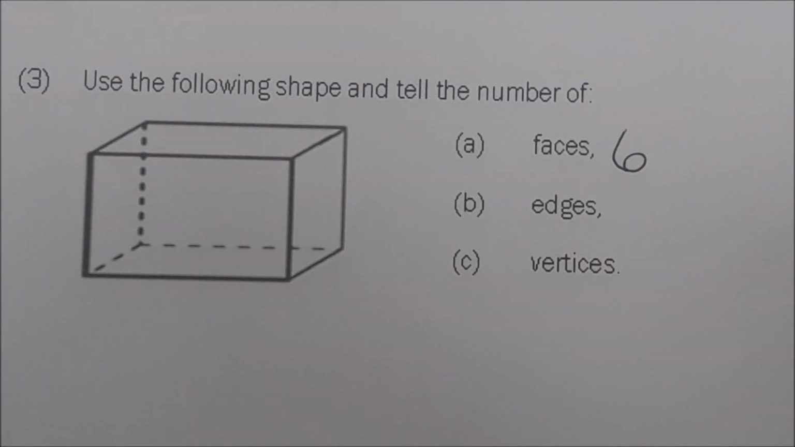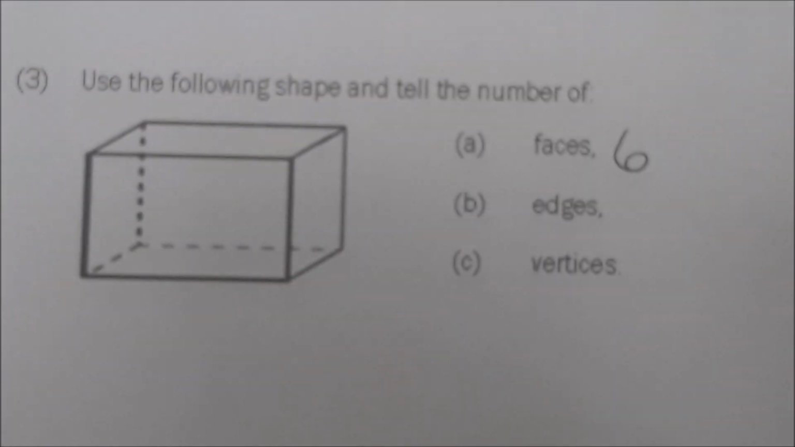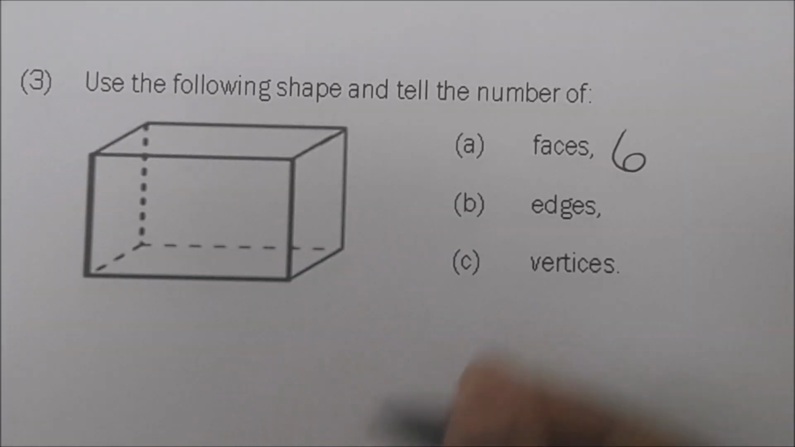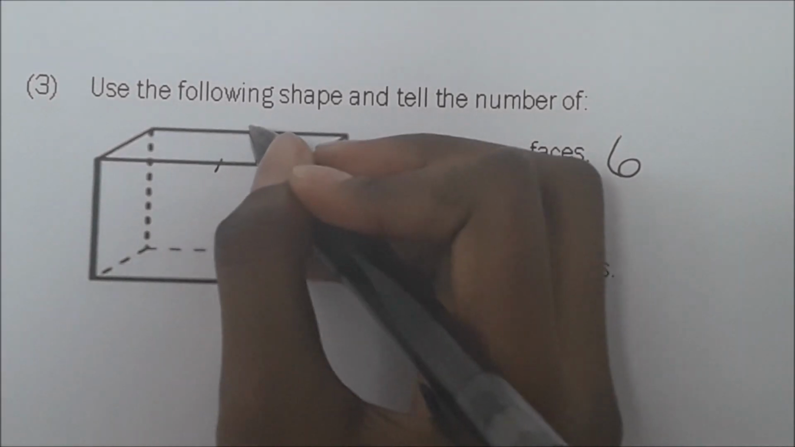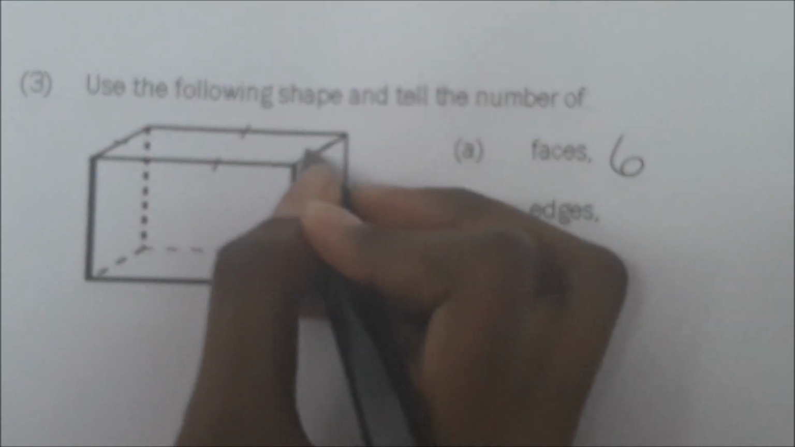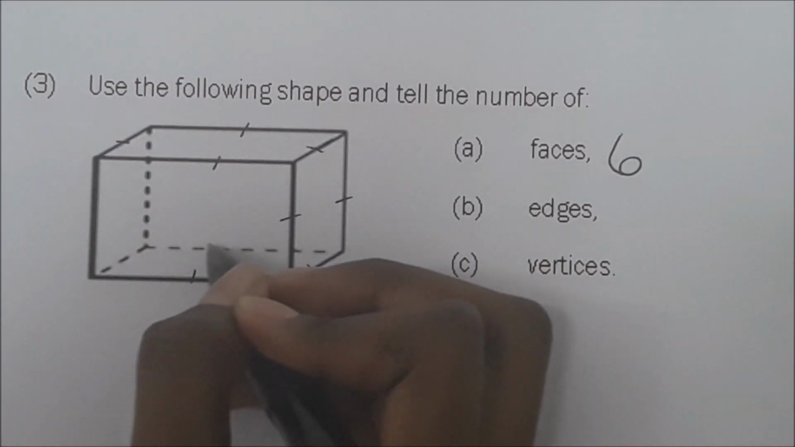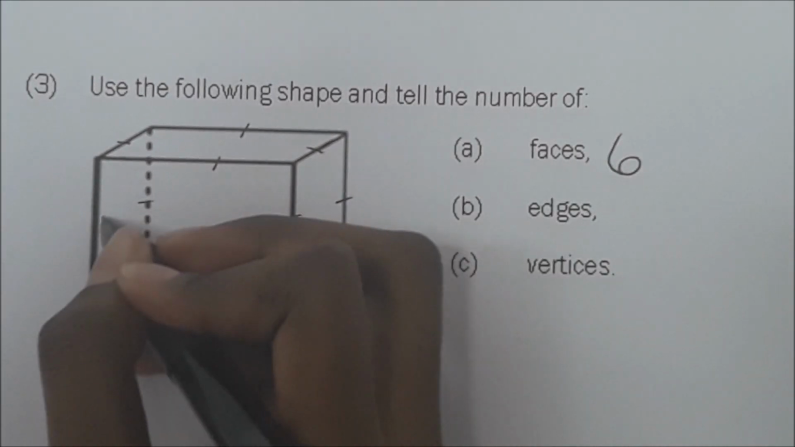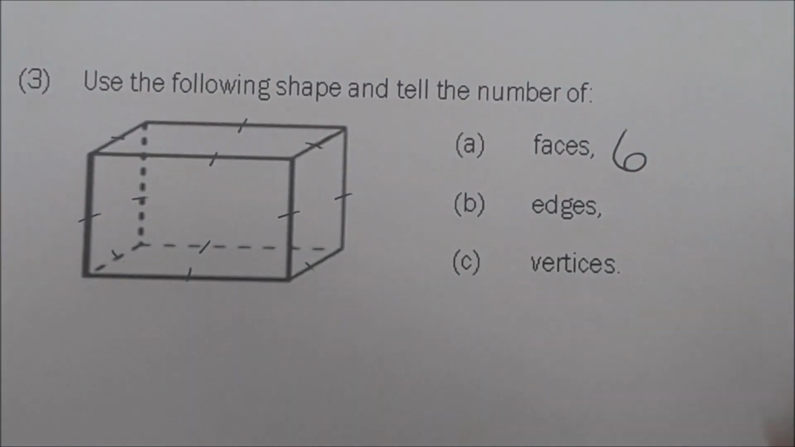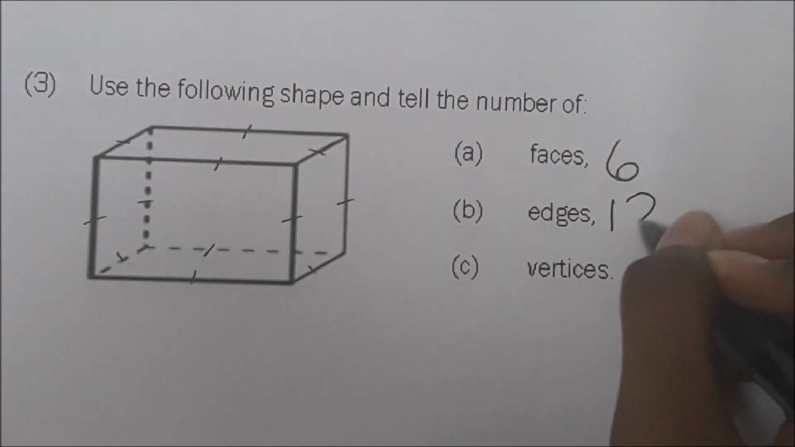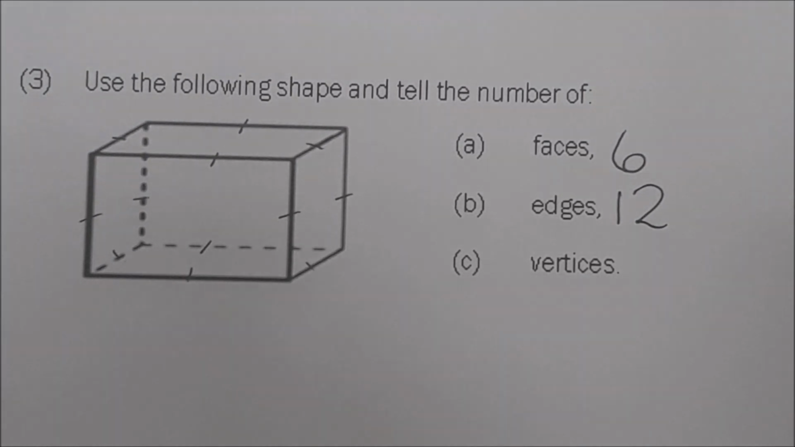Edges, what are the edges? The lines. Count them. Mark each one as you count it. 1, 2, 3, 4, 5, 6, 7, 8, 9, 10, 11, 12. Put that behind edges.